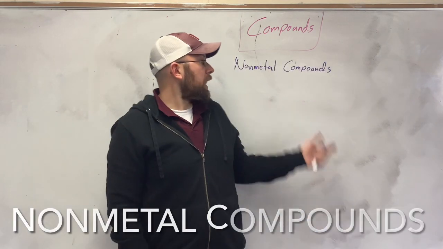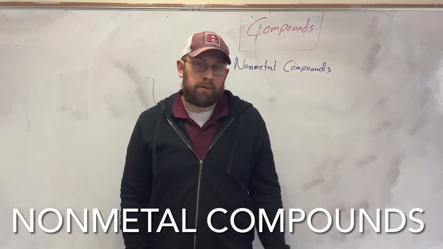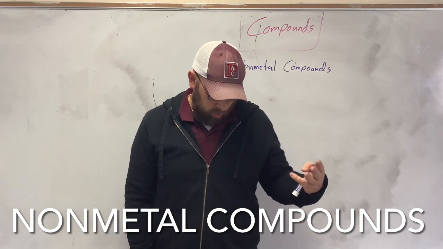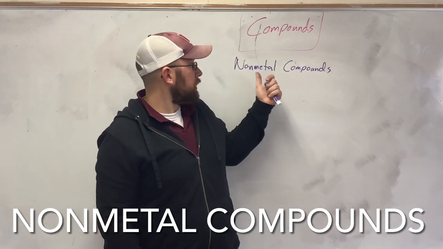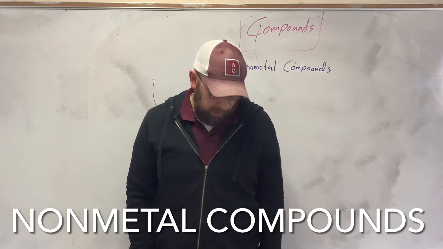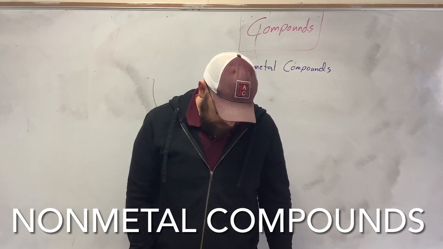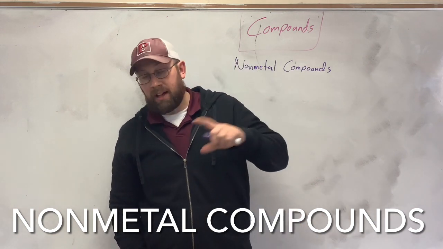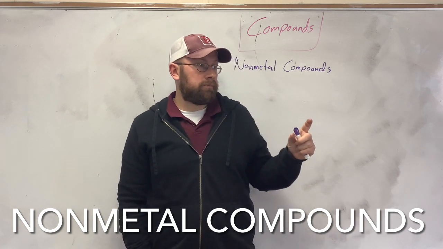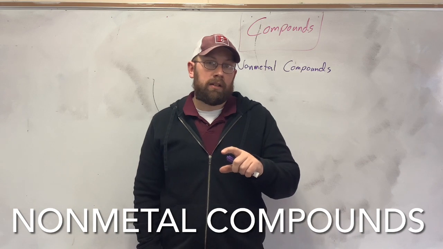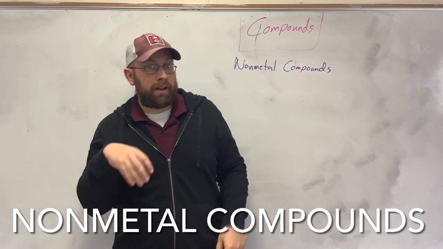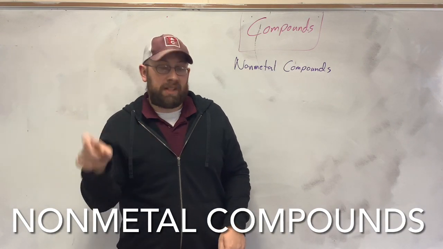When you name non-metal compounds, you use the prefixes mono, di, tri, tetra, and so on, but you don't use mono on the first one. You can use it on the second one. So you can say dinitrogen monoxide, but you can't say monocarbon dioxide for carbon dioxide. You'll never use mono on the first element, but you use it on the second.